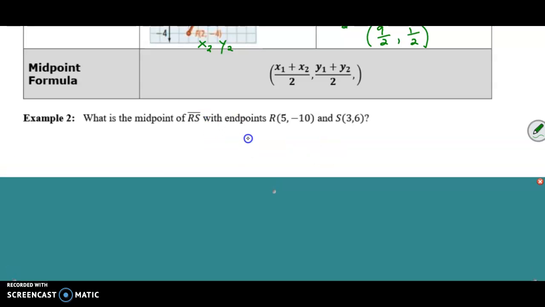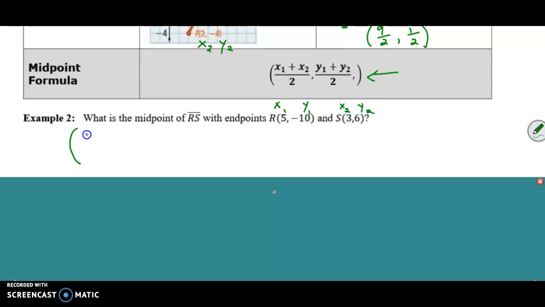All right, if I want to find the midpoint of RS, I have to find the average of the x's and the average of the y's. So if I use my midpoint formula up here, remember this is going to be your x1, y1, x2, y2. So your answer is going to be an ordered pair.